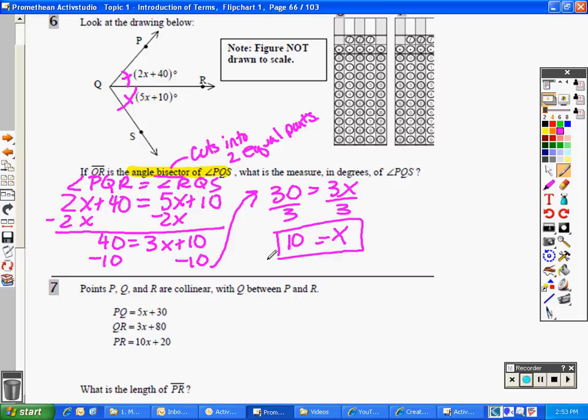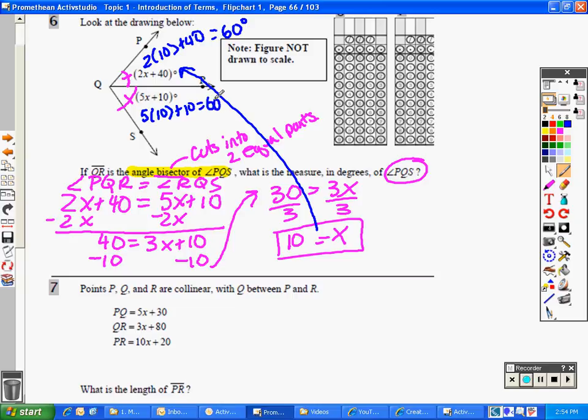We're going to take our x equals 10, and we want to find PQS. That's the whole angle, PQS. So I'm going to plug it into one part first. I'm going to take this number and plug it in up here. 10 times 2, or 2 times 10, plus 40 is 60 degrees. Now, I'm welcome to plug it back into here, which we can see really quickly. 5 times 10 is 50, plus 10, which is also 60.